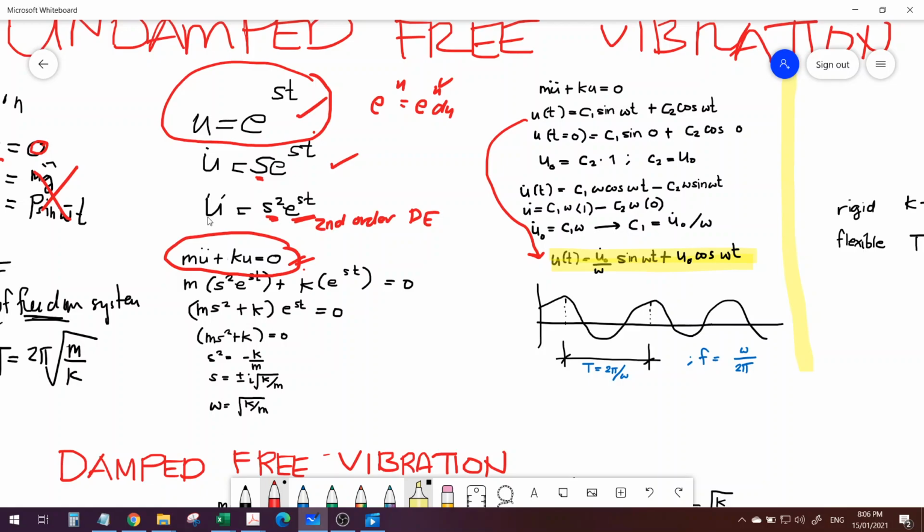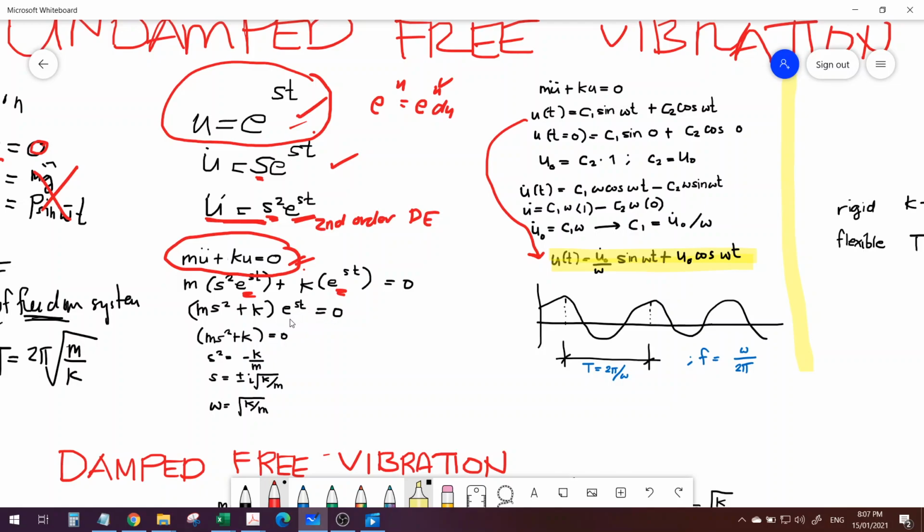Then plug this double derivative into our original equation. So mu double dot is equal to m times s squared e^st plus ku, which is e^st, equals 0. Then get the common factor. Our common factor will be e^st. So we will be extracting (ms squared plus k) times e raised to st is equal to 0.